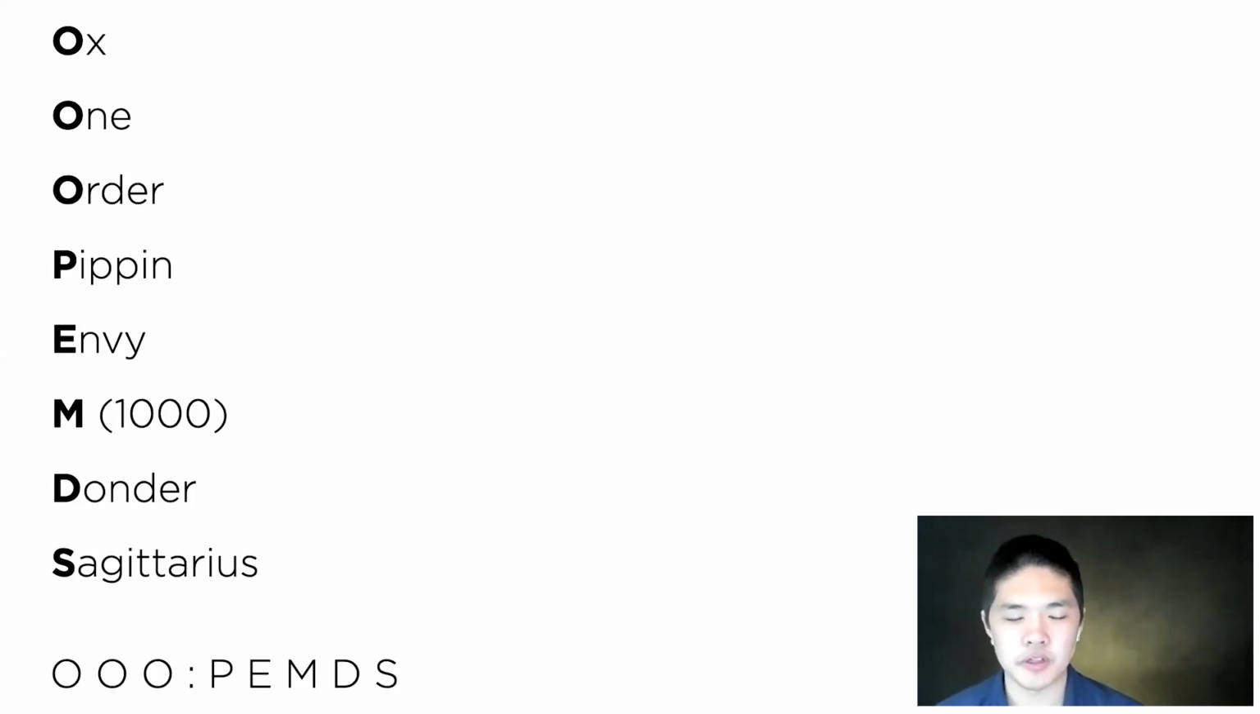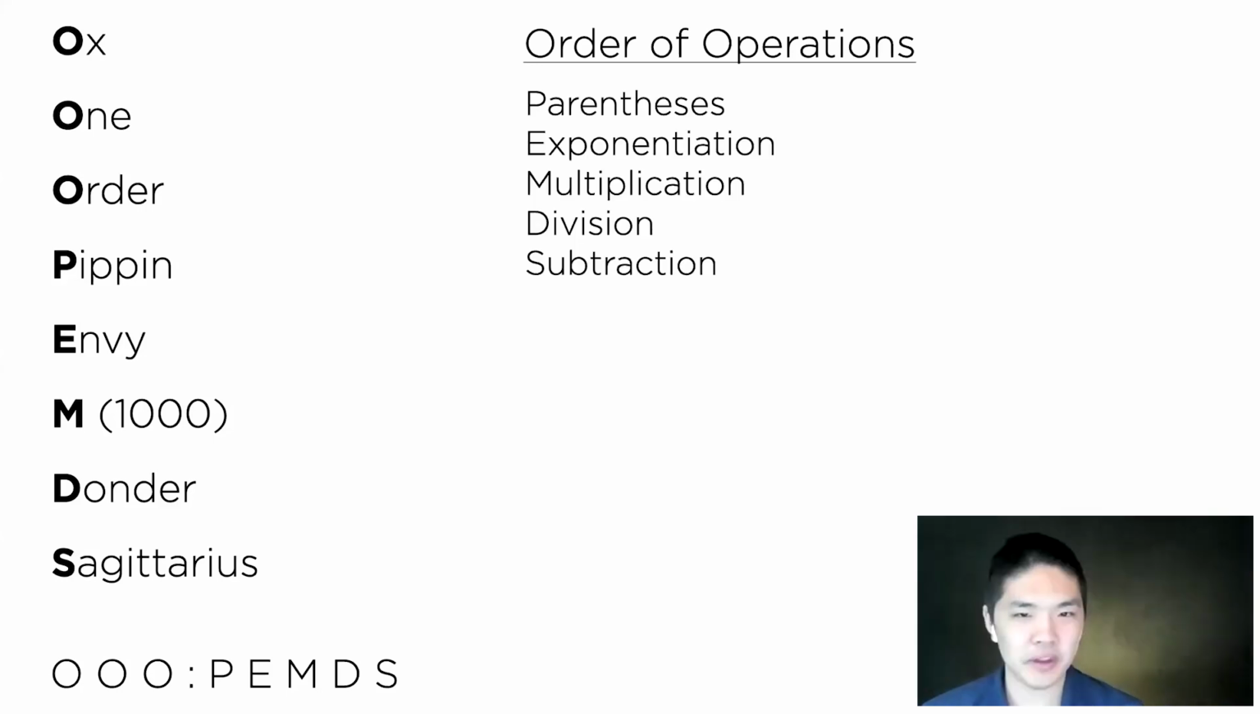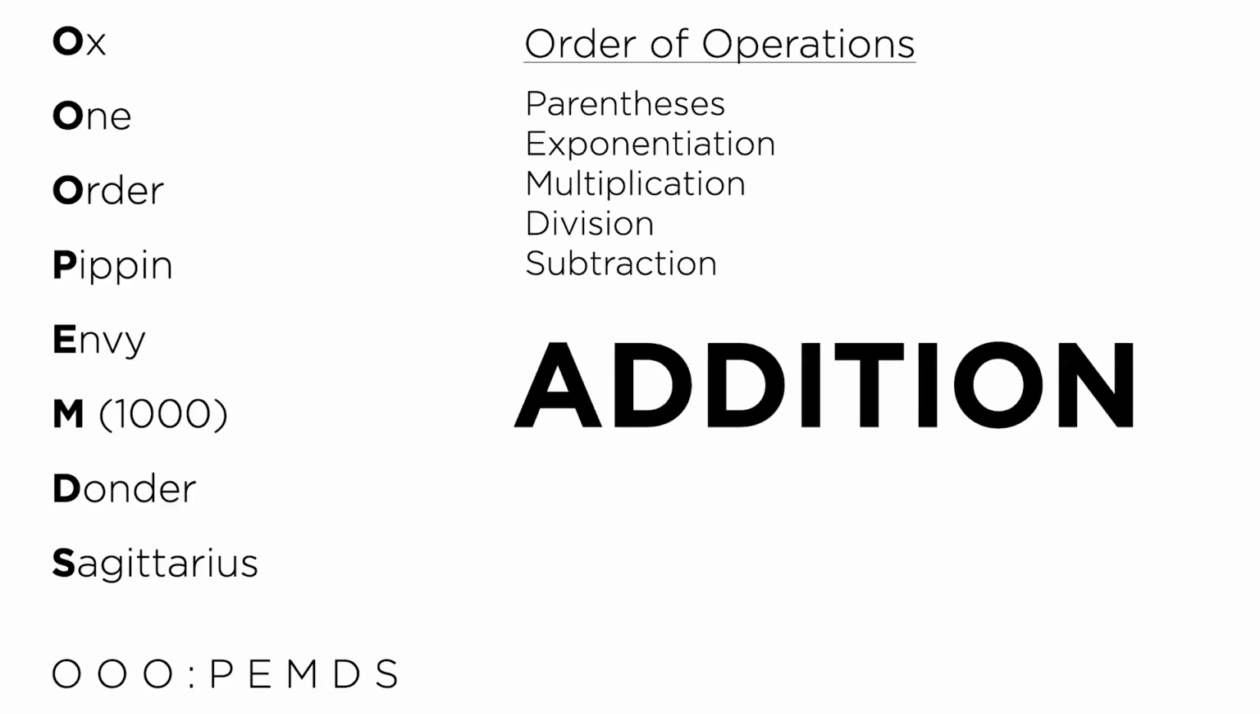OOOPEMDS, which if you remember from math class, stands for order of operations, of which we gave you parentheses, exponentiation, multiplication, division, and subtraction, but we left out one. So the missing element from this set is the answer to this puzzle, and the answer to the puzzle is addition.